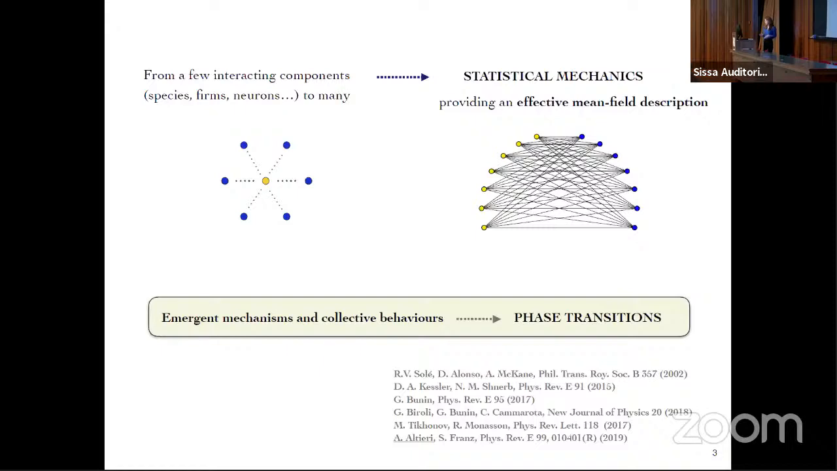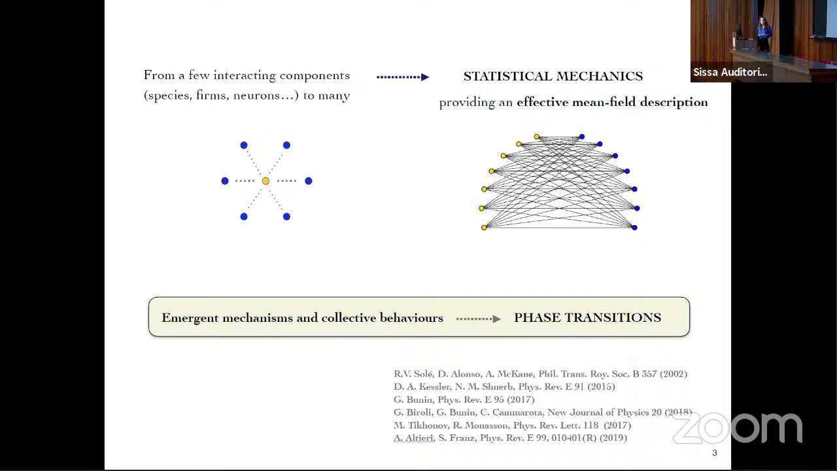For the sake of compactness, I reported just a few works here, starting with Solé, Alonso, and McKane in 2002, going on with Kessler and Shnerb. I also want to mention this work by Tikhonov and Monasson, in which the authors proposed a reinterpretation in high dimension of the well-known MacArthur model, which is a resource competition model, with an infinite number of species and an infinite number of resources.